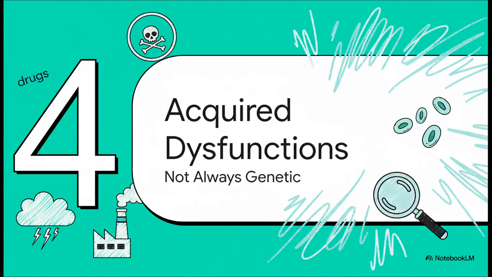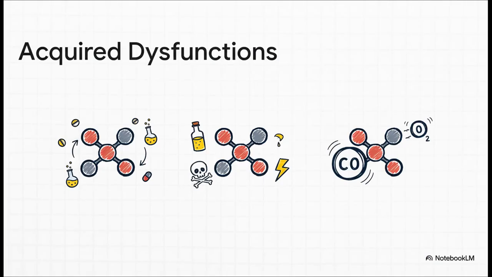Okay, so far we've been talking about problems that are written into our DNA, inherited disorders. But now let's shift to a completely different class of problems. Sometimes hemoglobin goes wrong not because of genetics, but because of something we've been exposed to, like drugs or toxins. Here are the three big ones. In every one of these cases, the hemoglobin protein itself is genetically normal, but it's been chemically changed in a way that means it can't carry oxygen anymore.